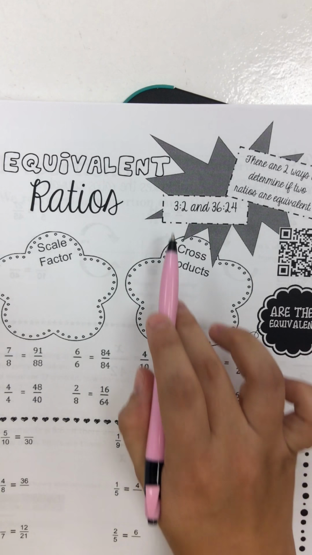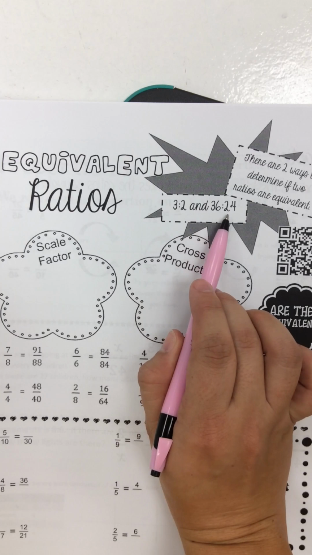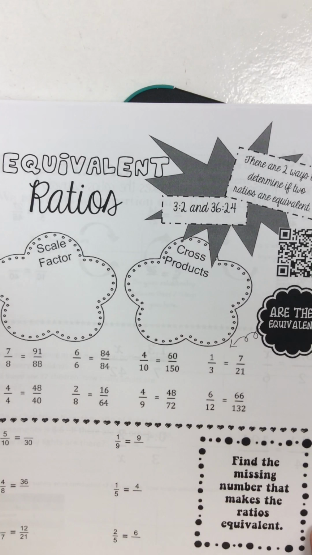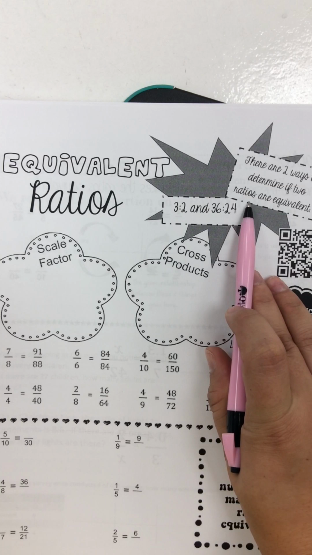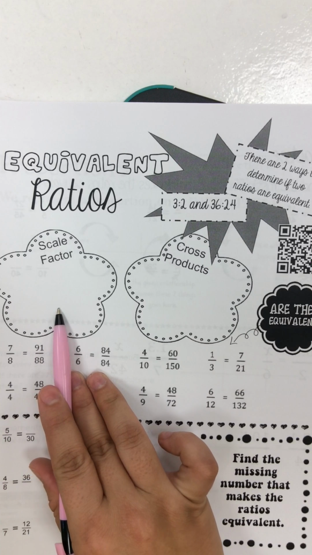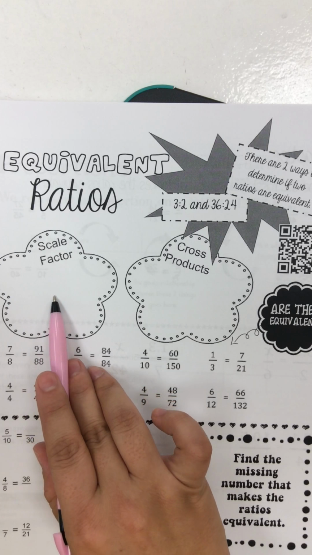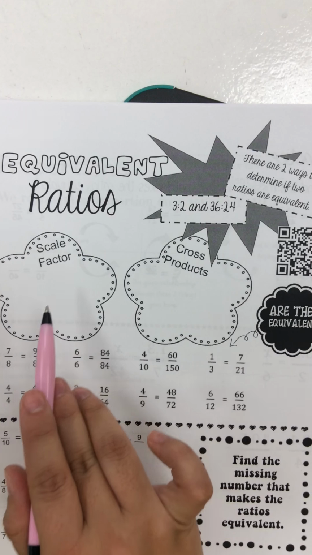So here we have two different ratios. We have 3 to 2 and 36 to 24. So in order to determine if they are equivalent or not, there are two different ways that we are going to use. The first method is a scale factor. That should always be your number one go-to, is to determine if there is a scale factor.